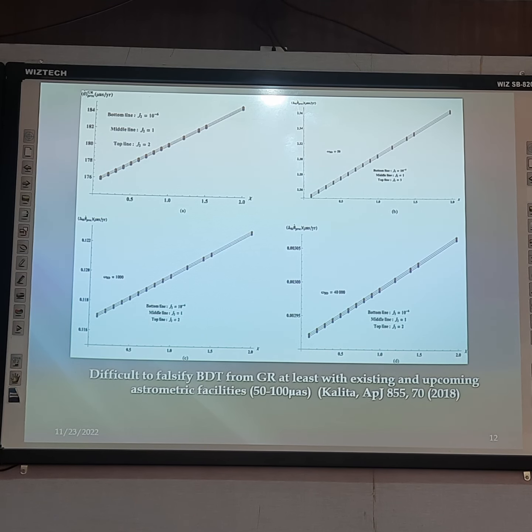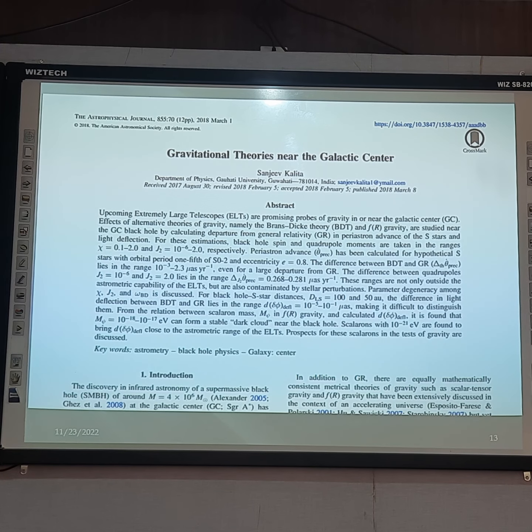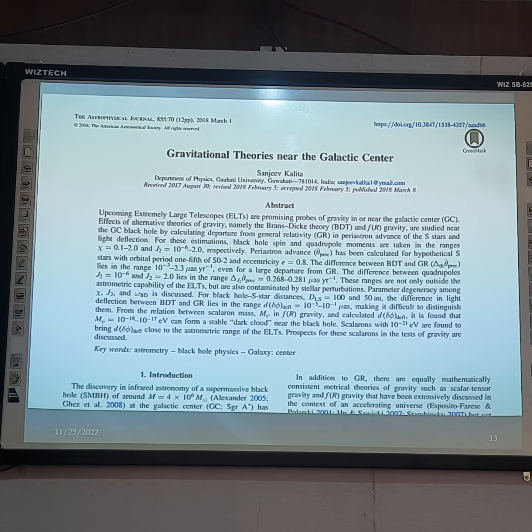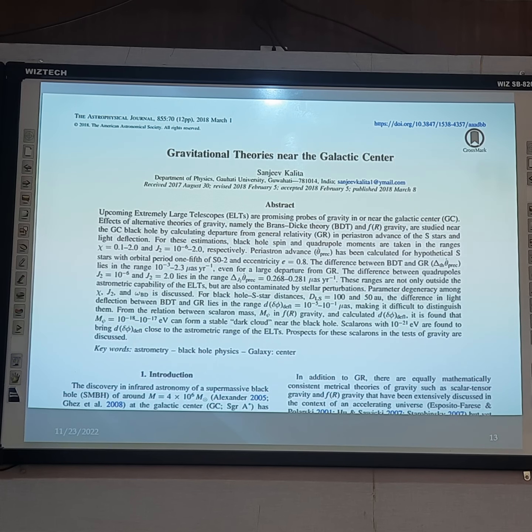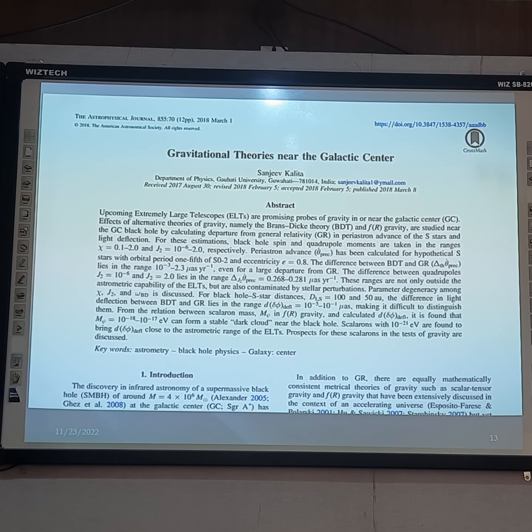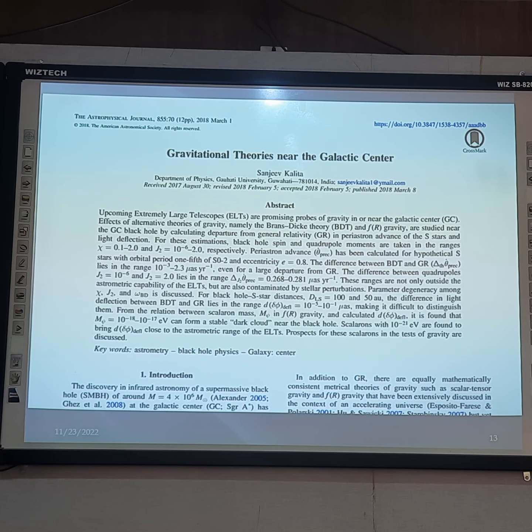And this work was published in 2018 in my own calculation. This is the paper, and I am feeling a bit fulfilled to share with you that this paper got the Nobel citation from Reinhard Genzel in 2019. Okay. And that paper is a very influential paper because Genzel's group was trying to identify the scalar field near the galactic center black hole and rule out many models of scalar-tensor gravity. So that was some realization that we had.